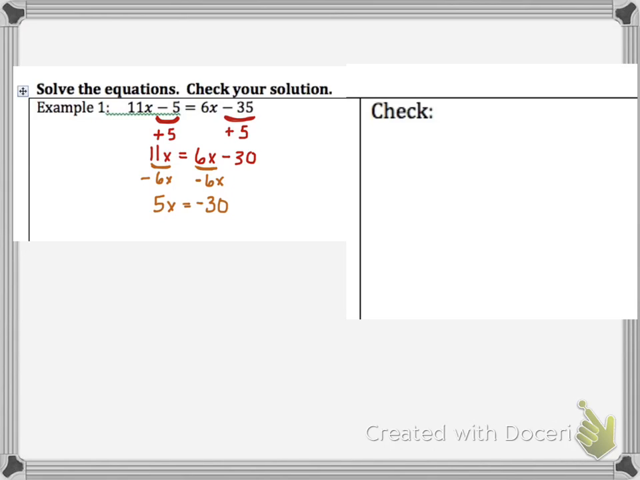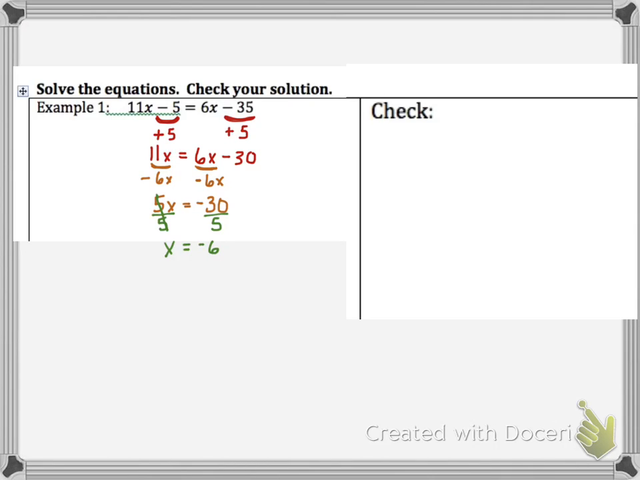Isolating the variable means I want to get that x by itself. Right now it's being multiplied by 5. So to undo that, I'm going to divide both sides by 5. Now I could also show that as multiplying both sides by 1/5. So you might see that done some places, and that's fine as well. And those will cancel, and then I get x is equal to -6.